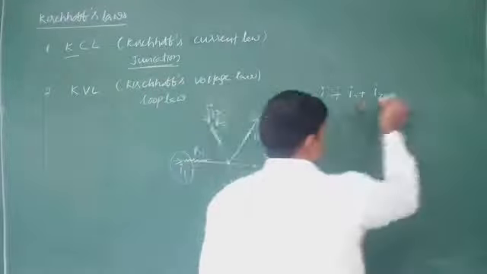In between B and D, one galvanometer is connected. That galvanometer has some resistance, the capital G. In between A and C, we connected a battery having the potential difference V volts. This arrangement we are calling the Wheatstone bridge.